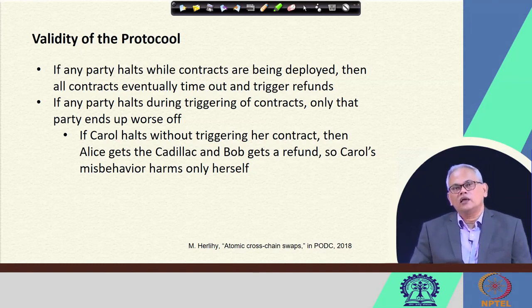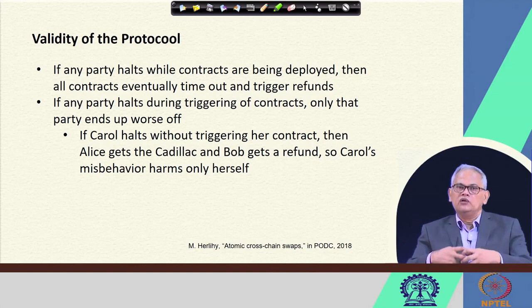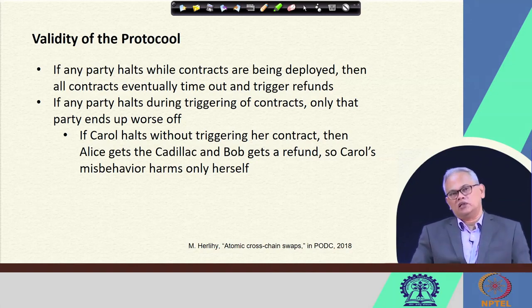Bob did not gain anything, but did not lose anything also. It was only Carol who lost. So that is the whole point, that by not following this particular protocol, you are going to only harm yourself, and even if they collude and try to do something, only those parties are likely to be worse off, and at least they are not going to harm the ones who are following the protocol.